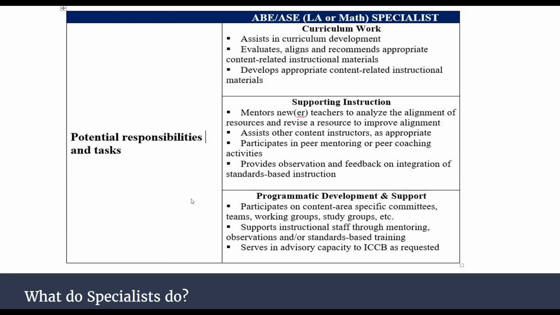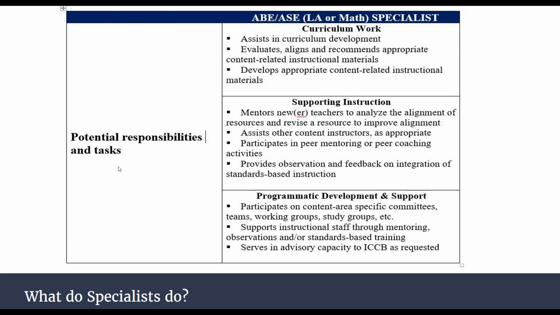And then programmatic development: there might be content area committees or work groups that you might serve on that could be local, APC, or statewide. Also, ICCB often asks for special projects from the PD network, of which I am a part. Many times we will reach out to our trained specialists and ask them to serve on those groups, sometimes for small stipends, sometimes just for PD experience, but you will become one of those people in my pool, so to speak, that I can draw from for those future activities, again, if you choose. So that's some of what those potential responsibilities and tasks look like for specialists.